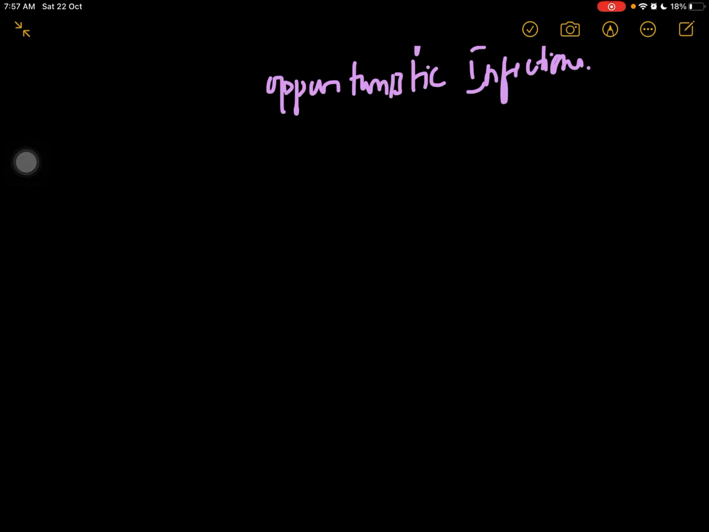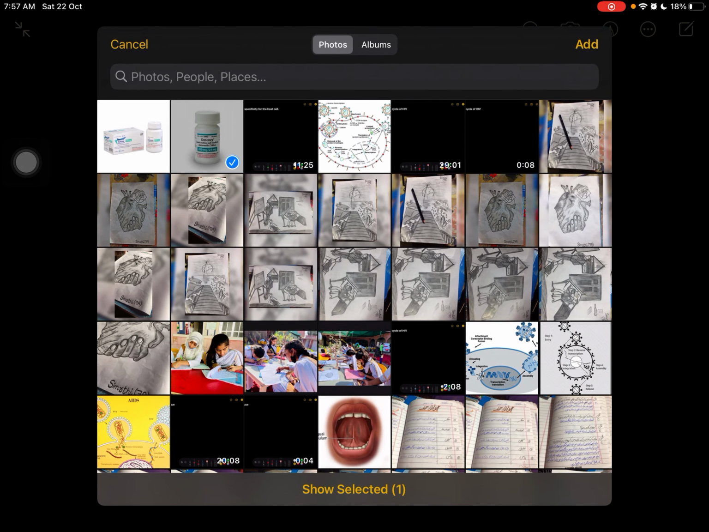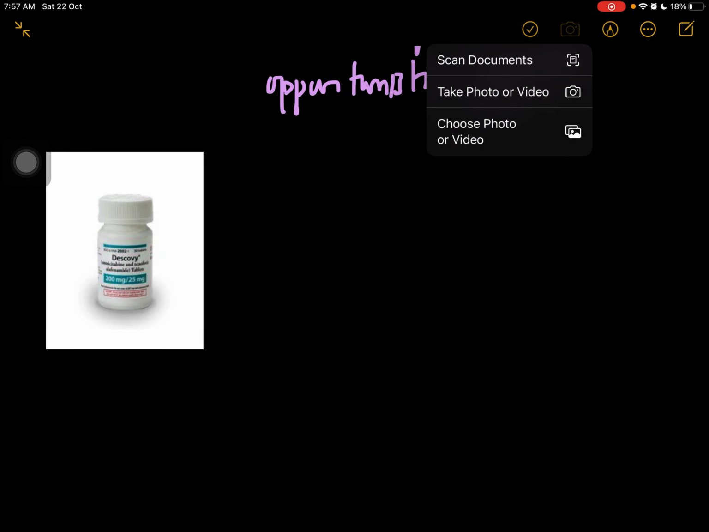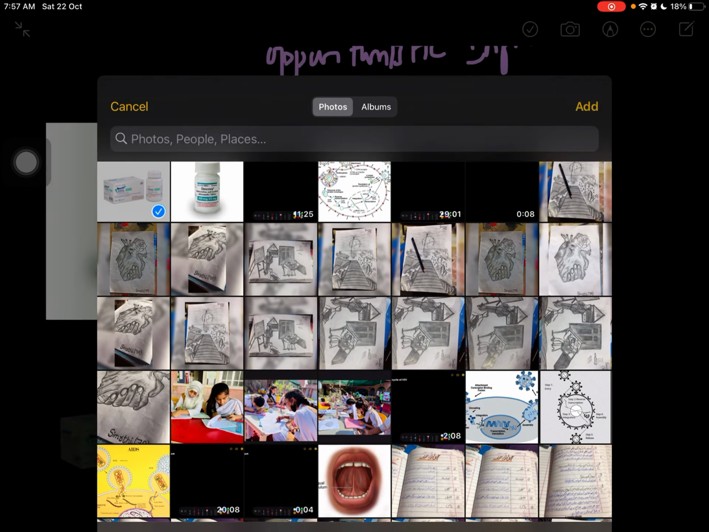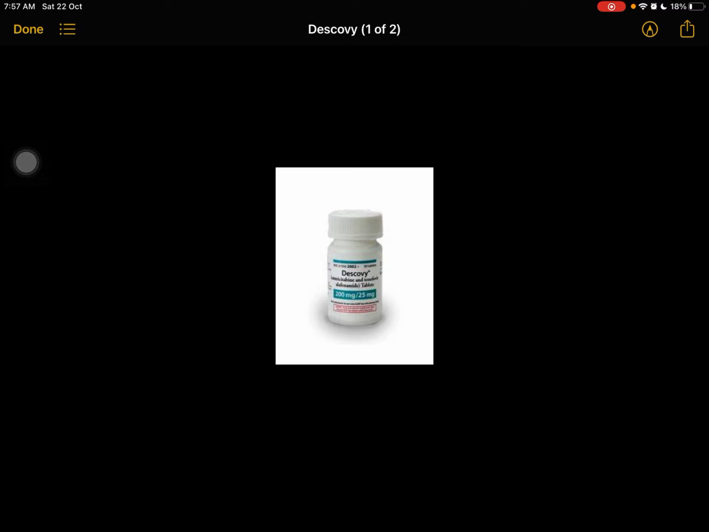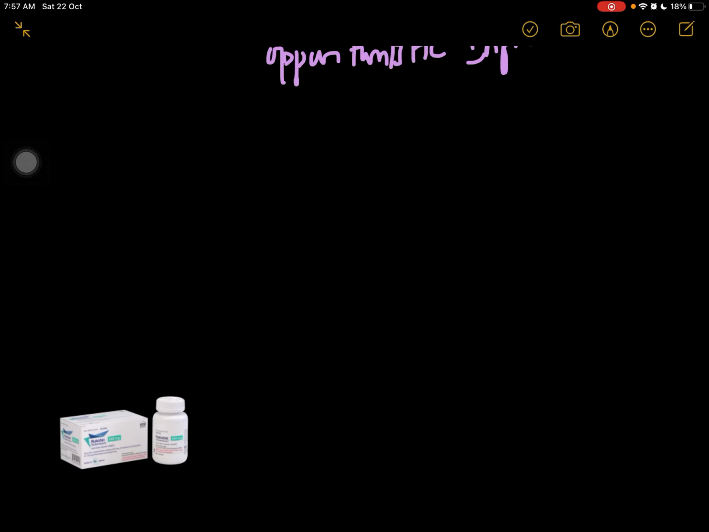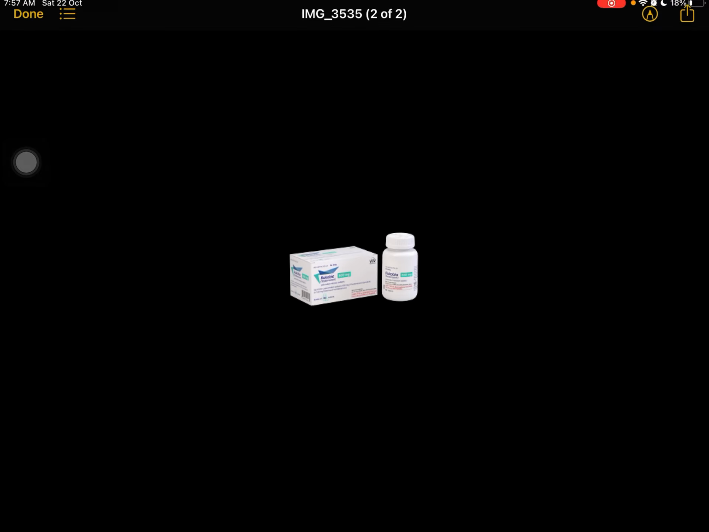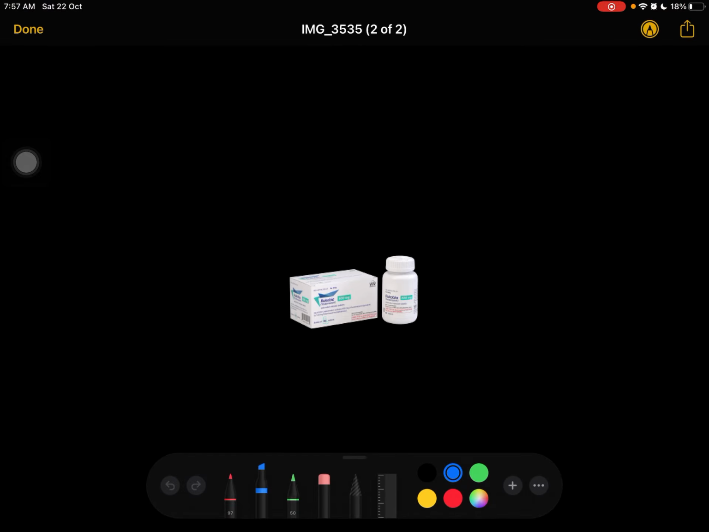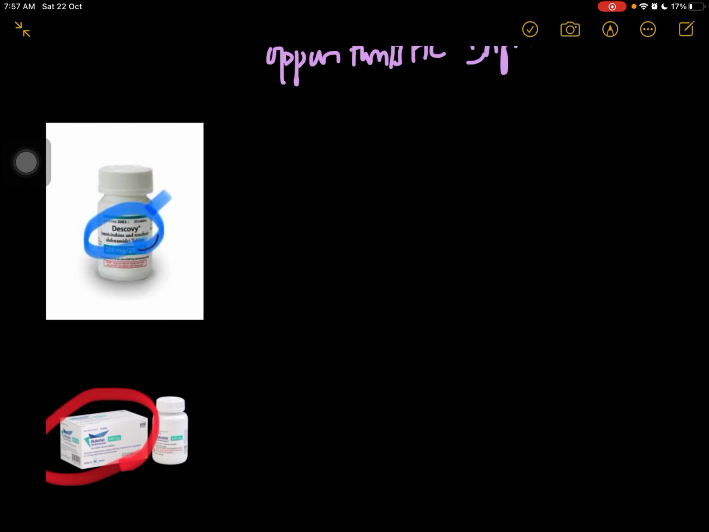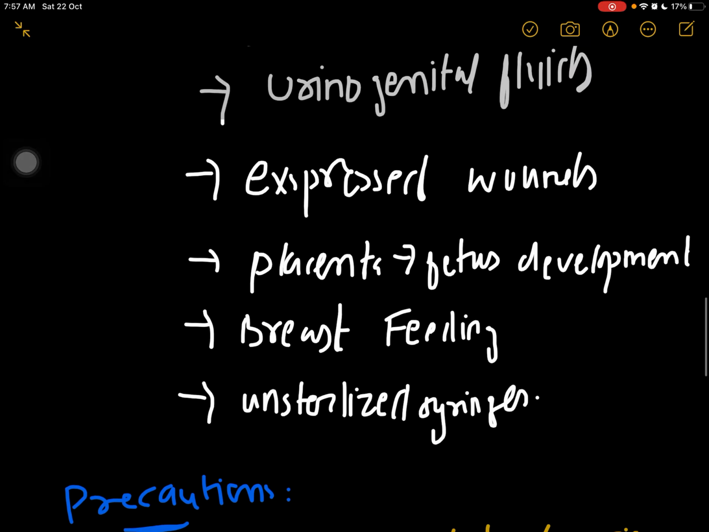Let me show you Descovy, Rukobia, and Truvada. You can see over here, this is the drug which I was talking about, which helps in antiretroviral therapy. Rukobia is also a drug which helps in antiretroviral therapy. It contains enzyme inhibitors which inhibit the viral actions of the HIV virus.